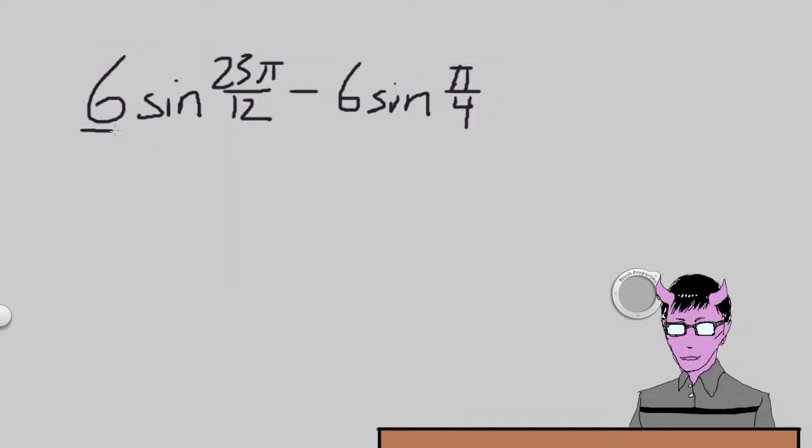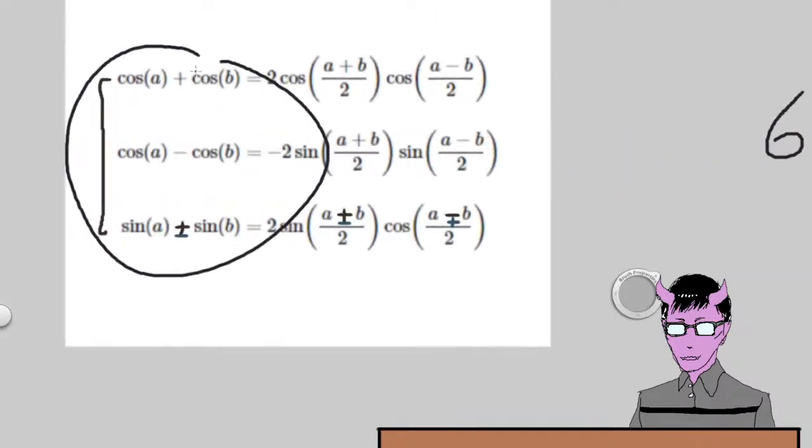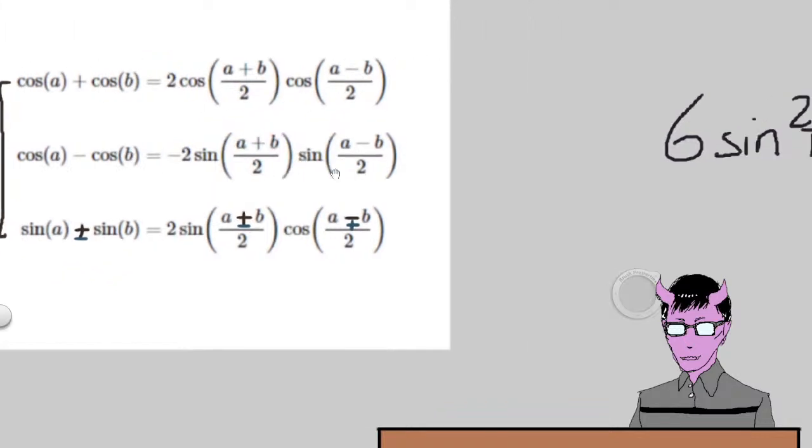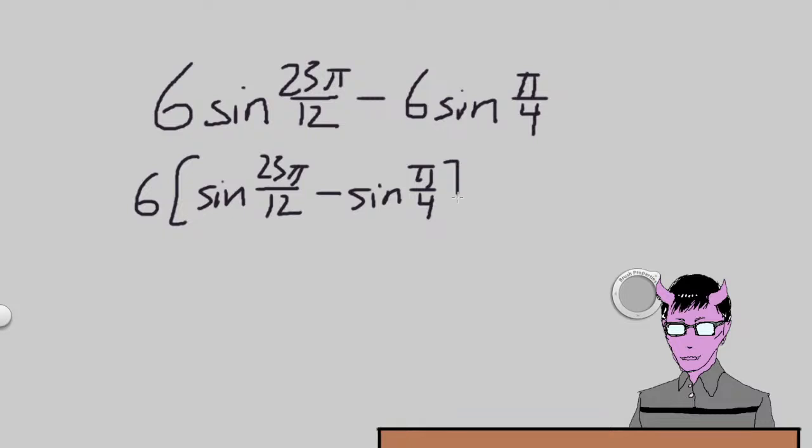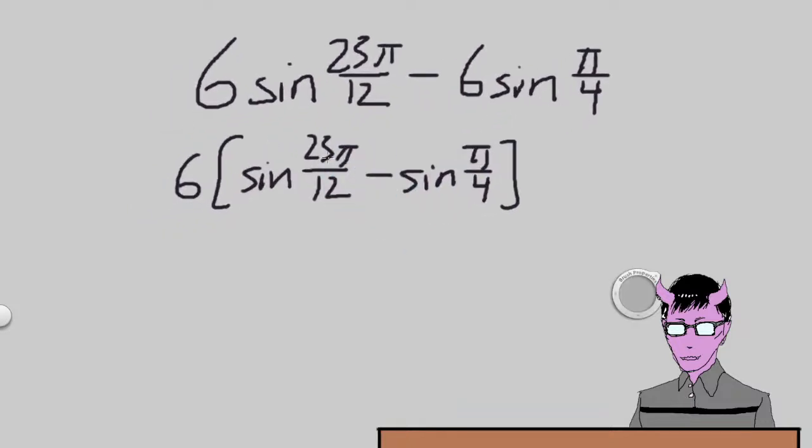So here we are. We do have a 6 out in front and a 6 out in front. None of the forms here have a 6, so factor out the 6 from those two. So divide by 6, divide by 6. So now we have sine of 23 pi over 12, and then minus pi over 4. Okay. So like I said, I suspect that expansion rule is a lot simpler for this one.